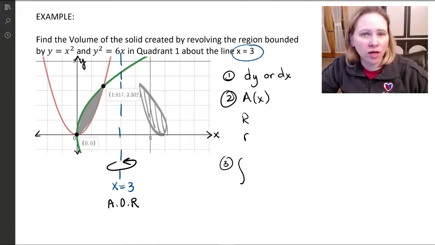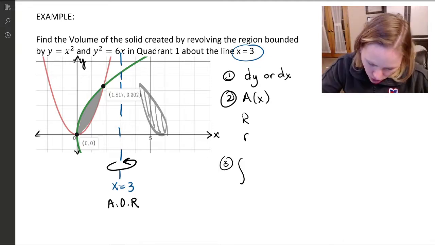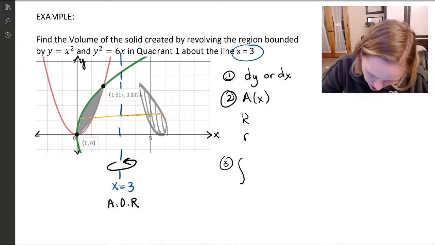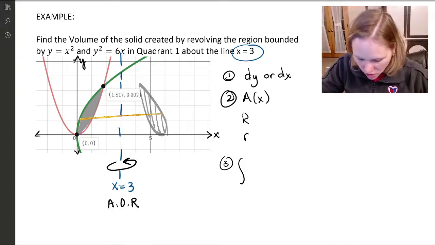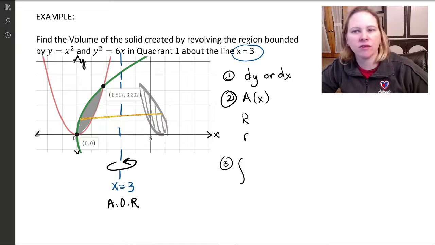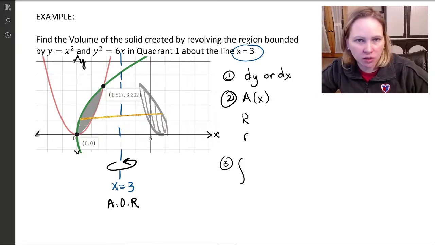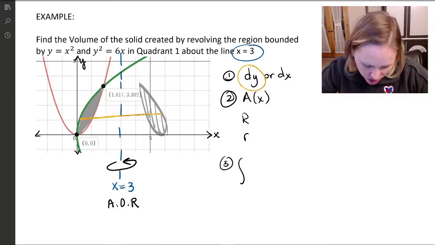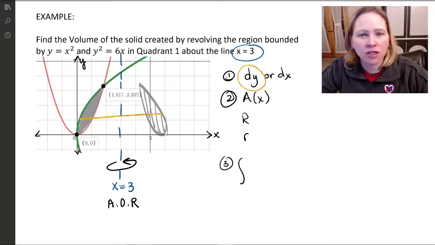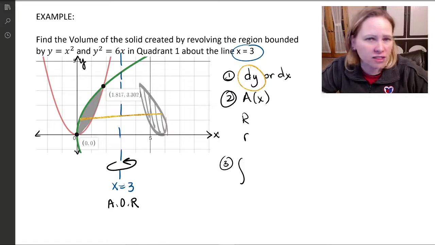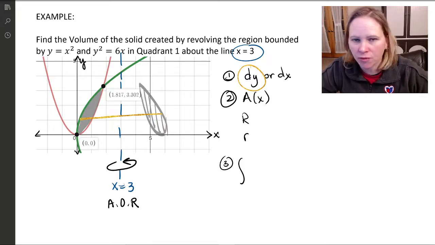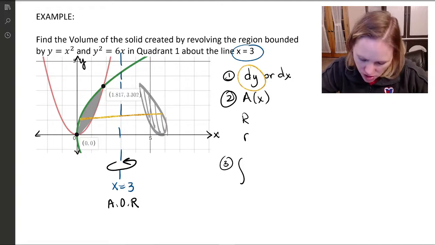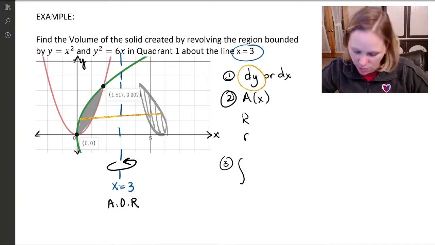So let's walk through and determine if it's dx or dy. My cross section will always need to be perpendicular to the axis of revolution. Since my cross section is perpendicular to the axis of revolution, it is also perpendicular to the y-axis, making this a dy setup. So I'm going to need to make sure that all of my equations are solved for x, x equals some function of y. I'm going to need all functions of y, and I'm going to need my limits of integration to be my y values. So that decision has been made.